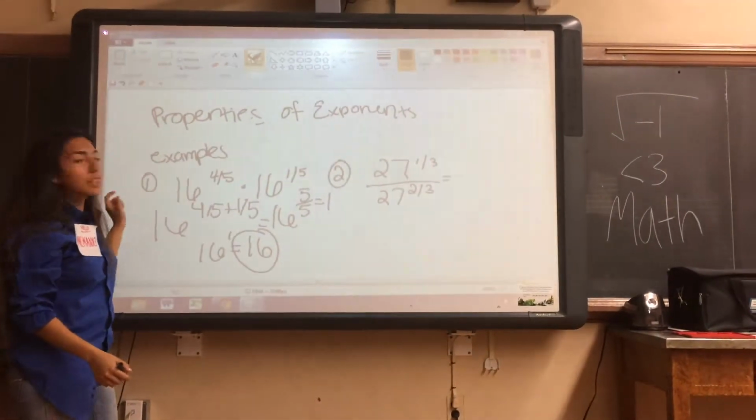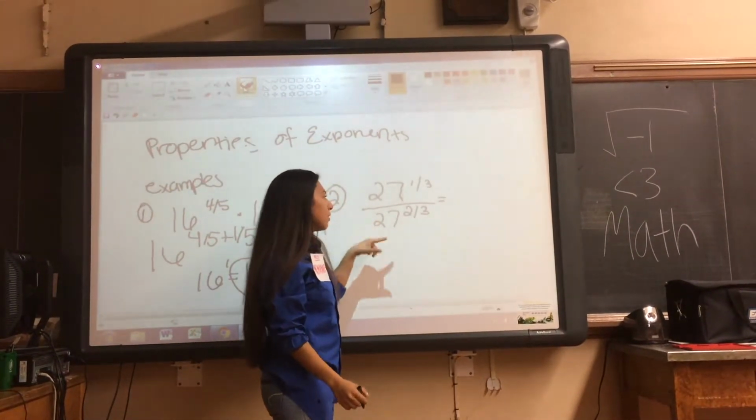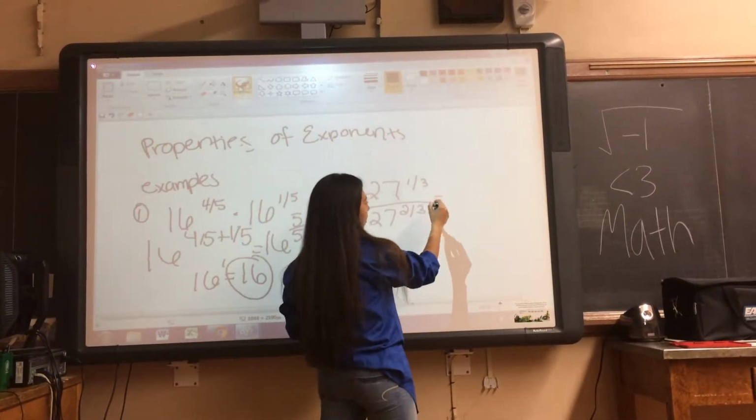Properties of exponents. Example number 2. When you have 27 to the 1/3 over 27 to the 2/3, you have to subtract your exponents.